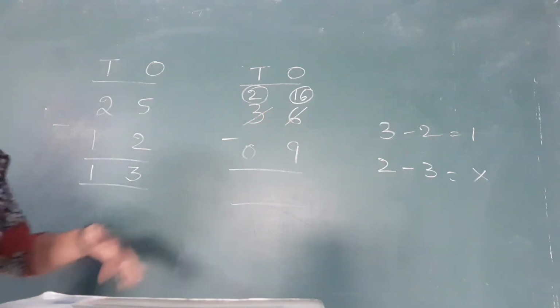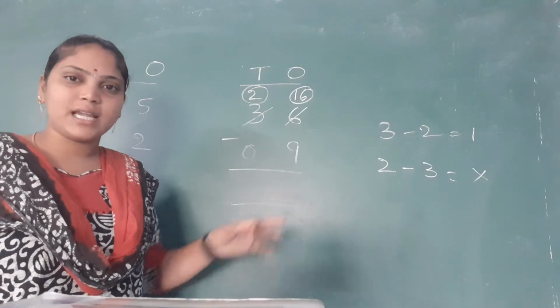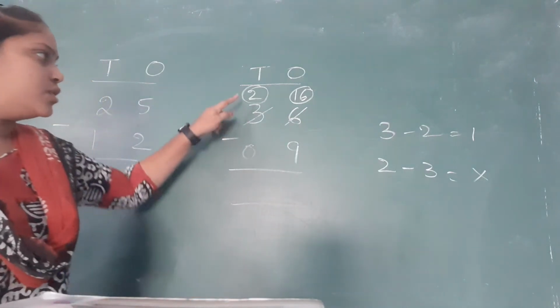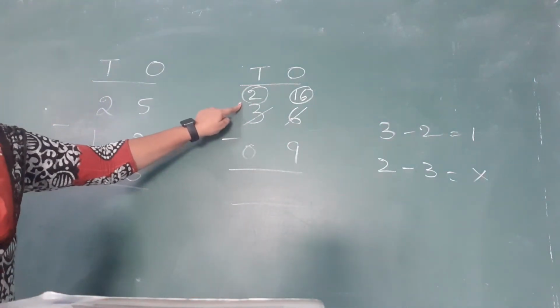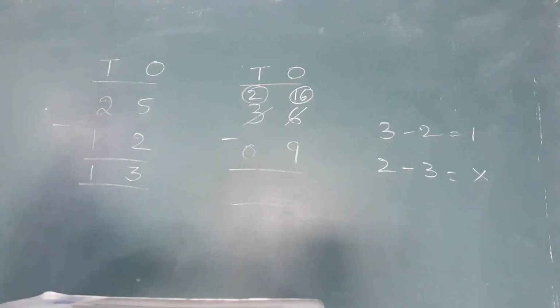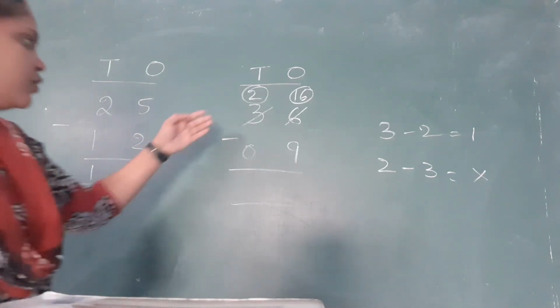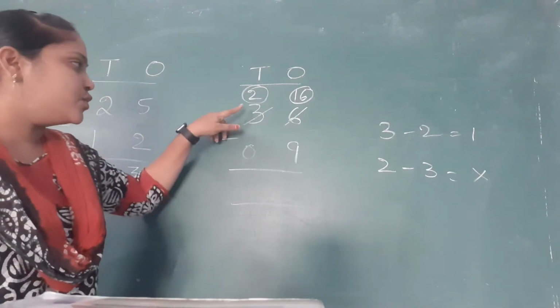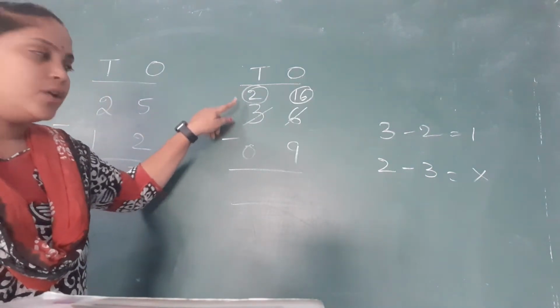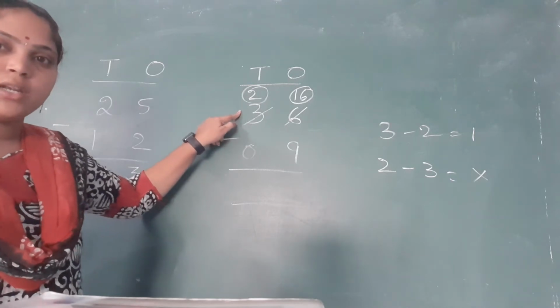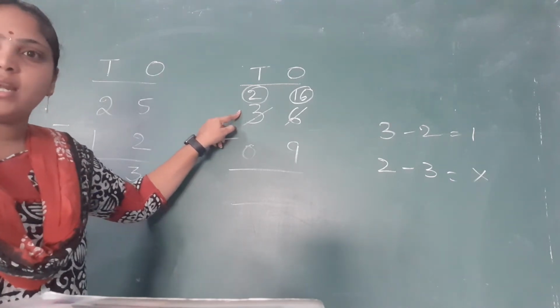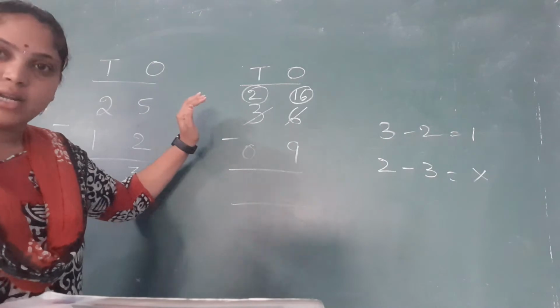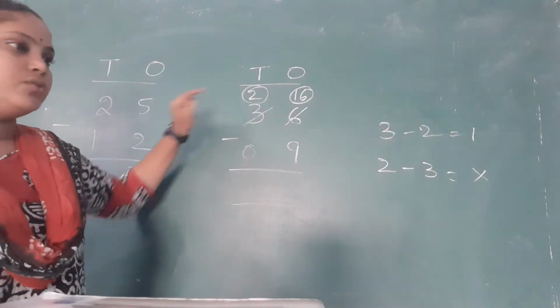Once again I am repeating. Here 6 minus 9 we cannot subtract. So borrow from the 10's place. In the 10's place here 3 is there. So from this 3 tenths we'll take 1 ten. So that's why 3 becomes 2. Here we are taking borrowing, so 3 becomes less. That's why 3 becomes 2.